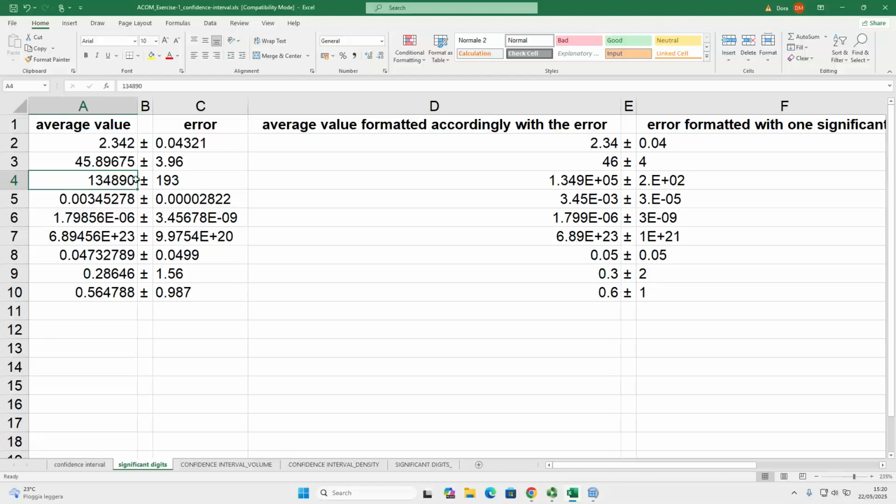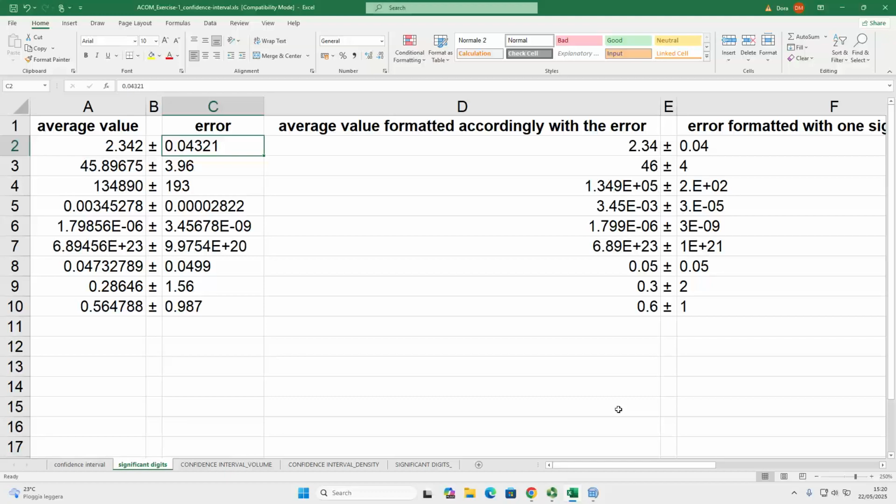Have a look at the first one. In this case, the operator obtained as average value 2.342, but the error was 0.04321. This number is telling me your error falls on 10 to the minus 2 here. So the order of magnitude of your error is 0.04.